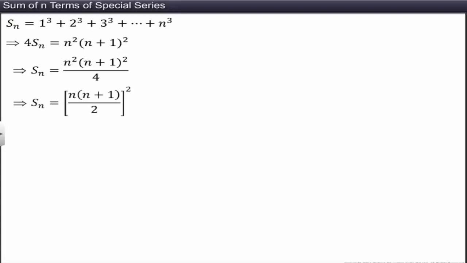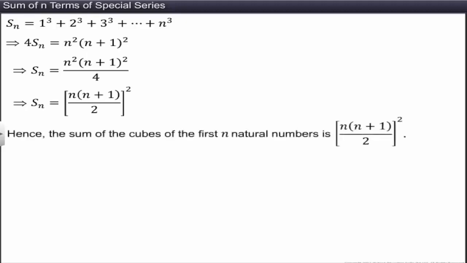Hence, the sum of the cubes of the first n natural numbers is equal to n into n plus 1 divided by 2 whole square. The sum of the cubes of the first n natural numbers is denoted by summation of k cube, where k is running from 1 to n.